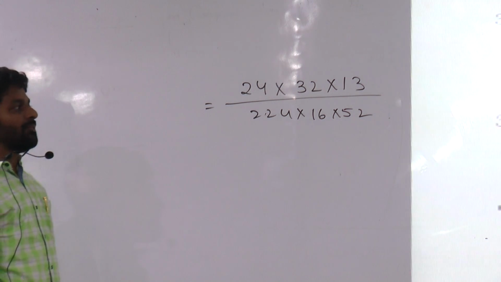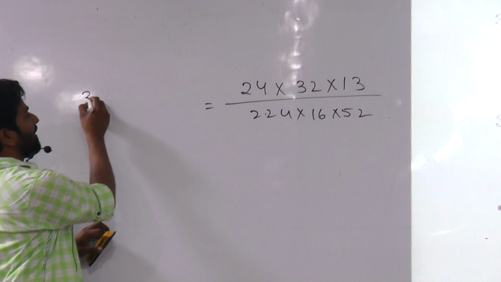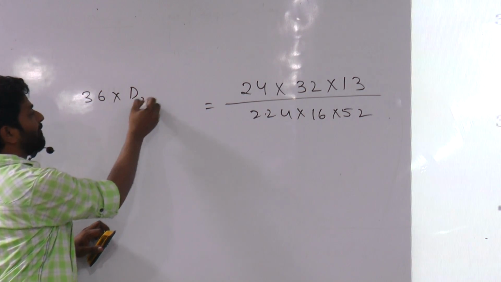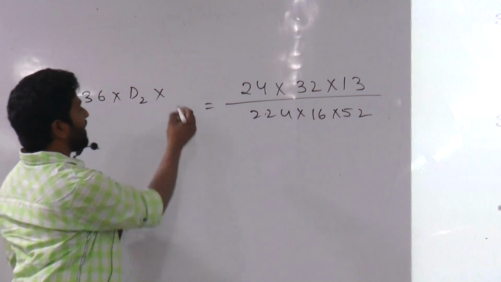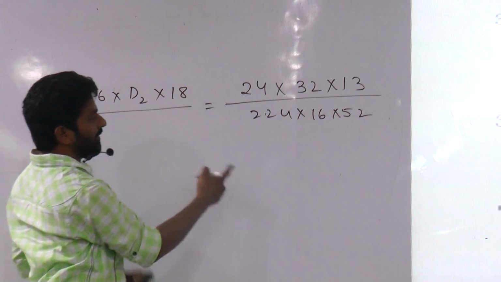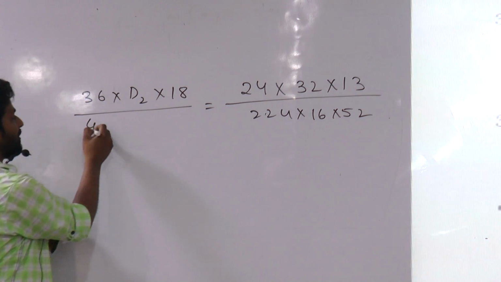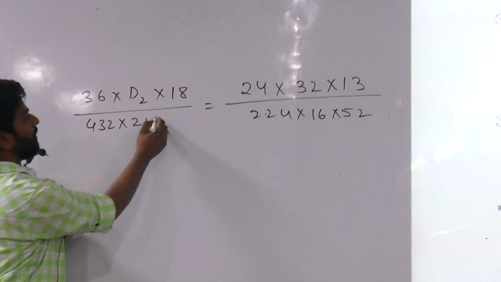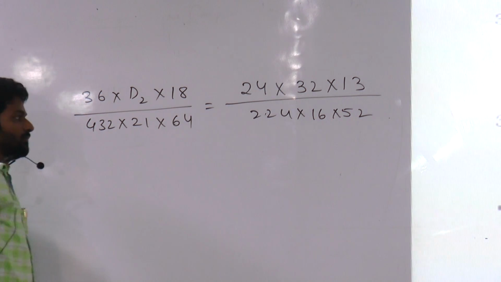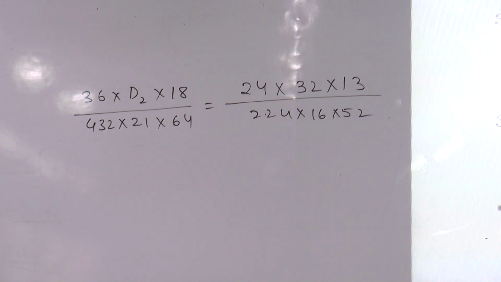And next case, how many men do we have? 36 men, and you need to calculate the number of days. How many hours are they working now? 18 hours. By, what is the wall length? 432, 21, 64. Done? Can you do this? Cancellation.